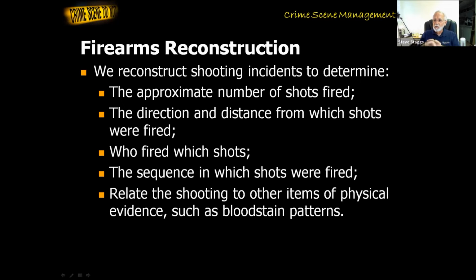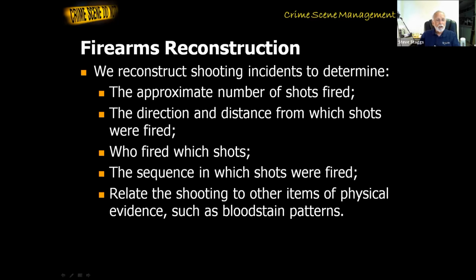We can also determine the direction and distance from which shots were fired. We'll see how to do that. Who fired which shots? Sometimes that's just common sense again by looking at the evidence, but also looking at the evidence of the firearm itself. Do we have fingerprints and DNA on the firearm? Do we have gunshot residue on the hands of someone who shot the gun?